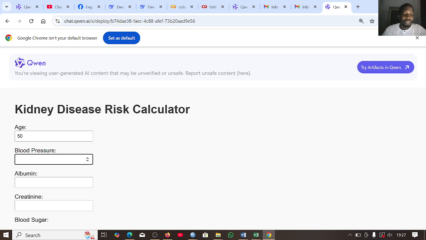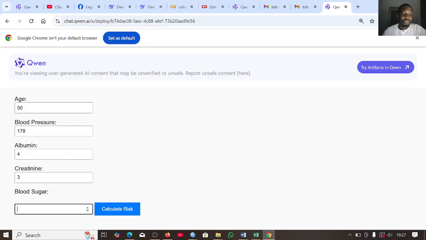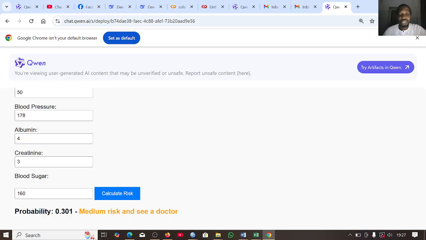So let's say the blood pressure is 178. Let's say this level is 4, and let's say this level is maybe 3. So the blood sugar, let's say 160. So you can just calculate. So you see it's a medium risk and see a doctor. So something like that.